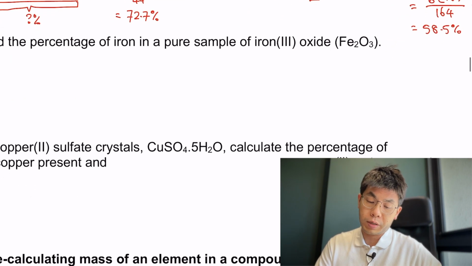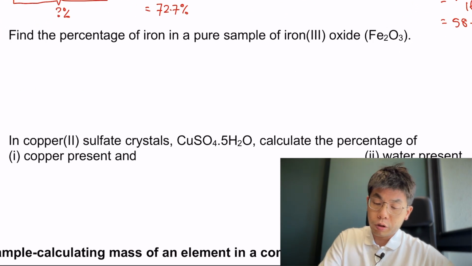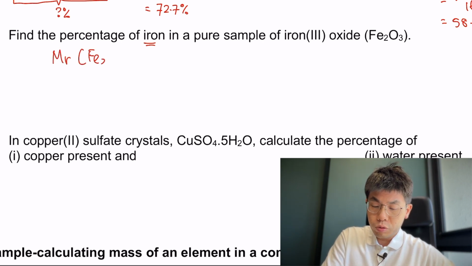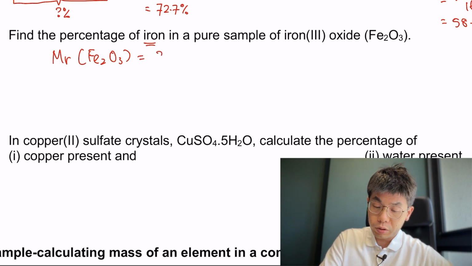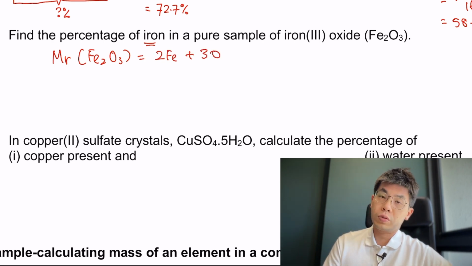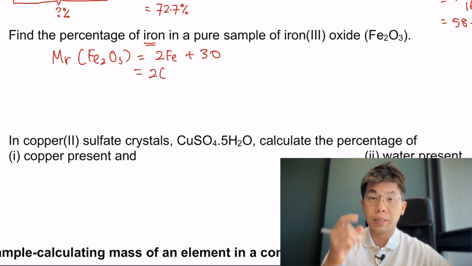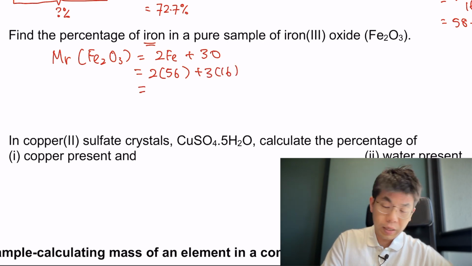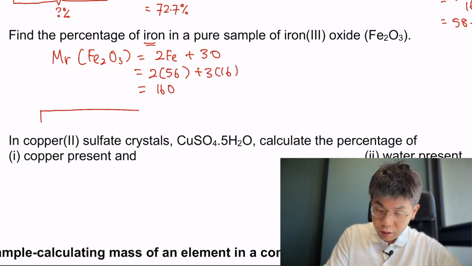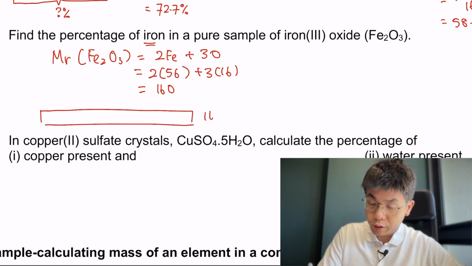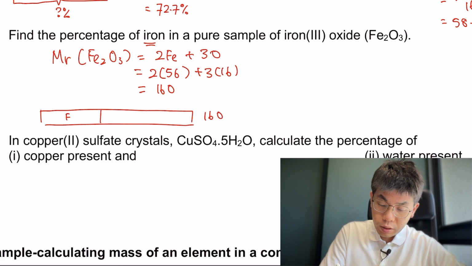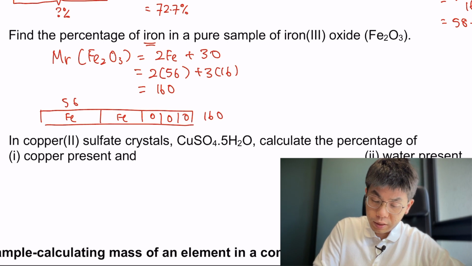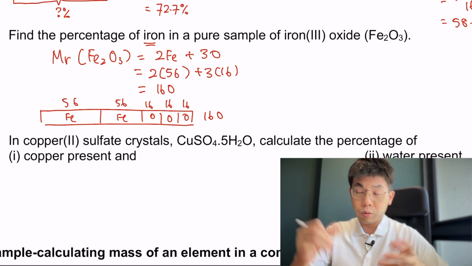Okay, let's do one more example. We want the percentage of iron in iron 3 oxide. So iron 3 oxide is Fe2O3. That means there are 2 Fe and 3 O's. So that means 2 times, check periodic table, Fe is 56 and O is 16. So we will get 160. So what this means is that Fe2O3 has a total of 160. There are 2 Fe's, and then 3 O's. Each Fe is about 56, 56, and then 16, 16, 16, so it's 160.